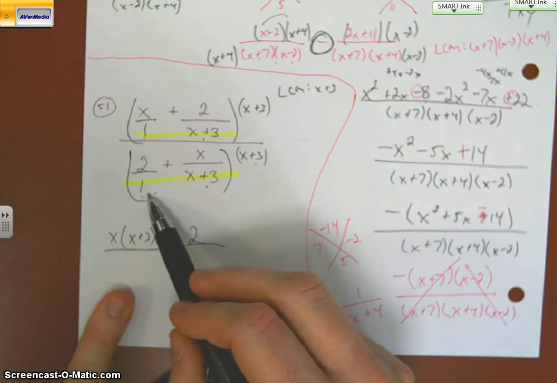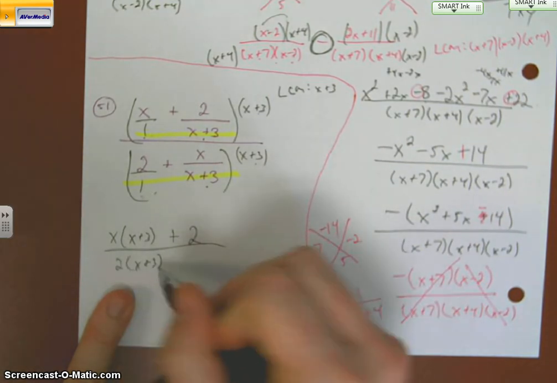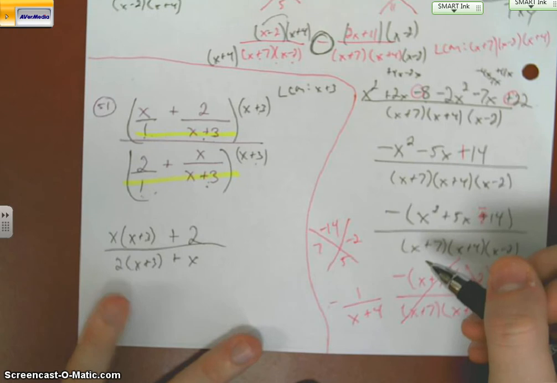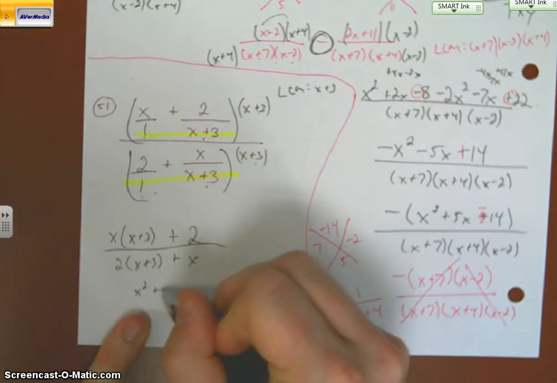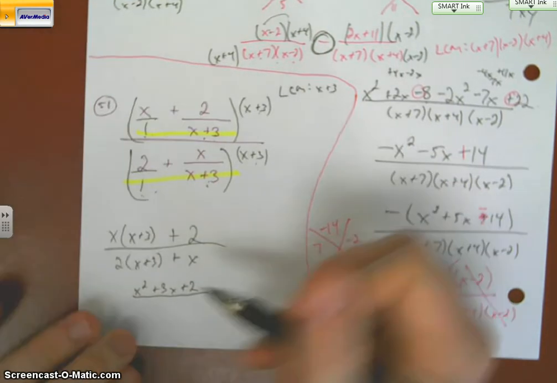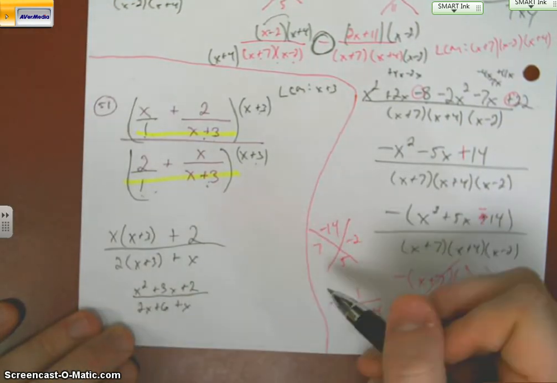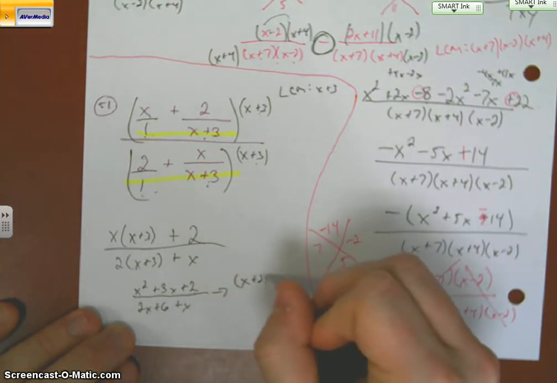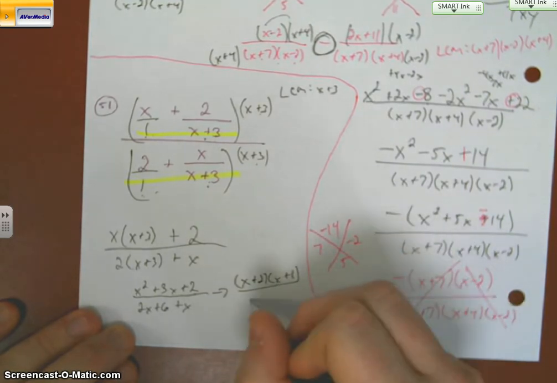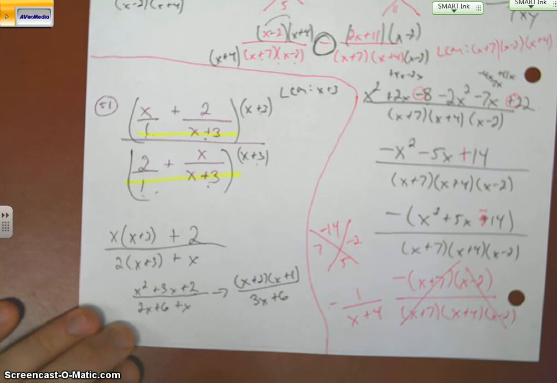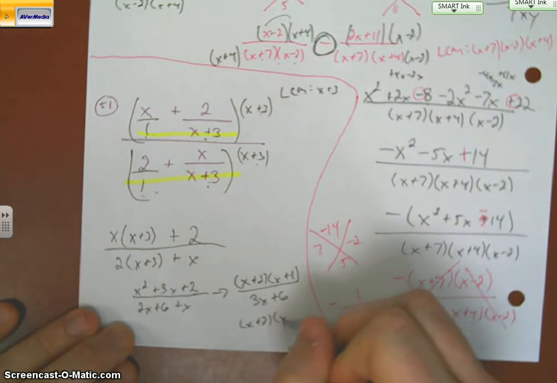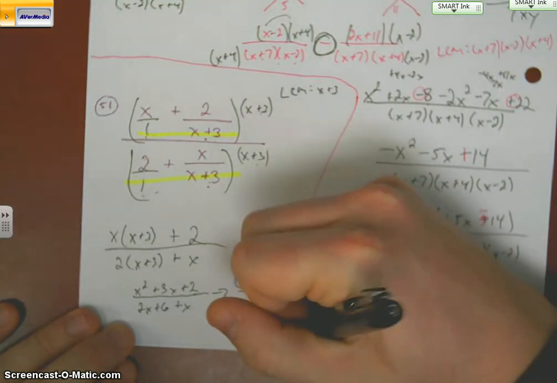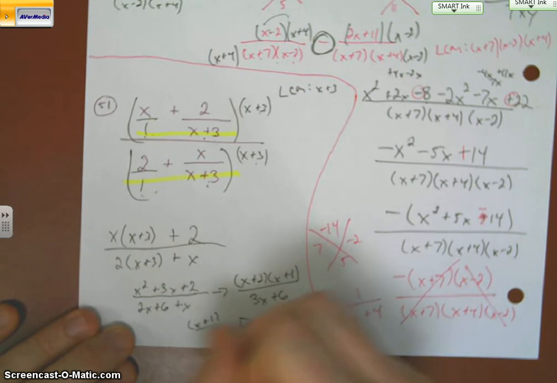Here, nothing cancels. So we're left with 2x plus 3. Next one, these cancel. What are we left with? X. Now we just have x squared plus 3x plus 2 over 2x plus 6 plus x. Let's factor the top. Well, what multiplies to make 2 and adds to make 3? 2 and 1. Collect like terms at the bottom. And then factor out a 3 at the bottom. See ya. We're left with x plus 1 over 3.